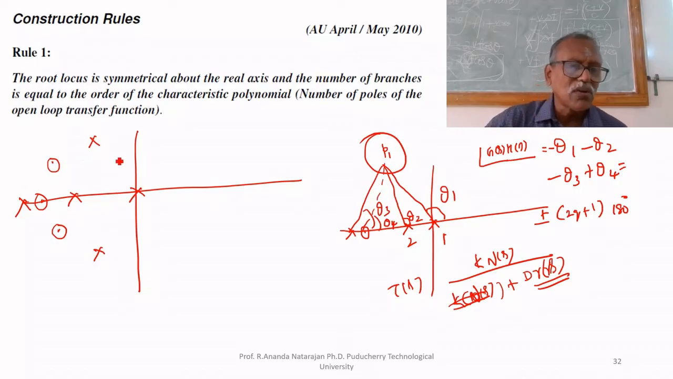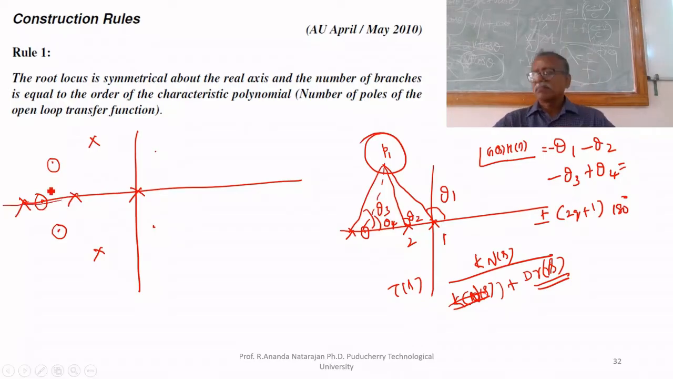So if you draw the open loop poles, it will be like this. These are all on the root locus, because when k equal to 0, it starts here, it starts here, it starts here, it starts here. If you see above the real axis and below the real axis, the bottom part is a mirror image of the top part. Therefore, we can say that this root locus is symmetrical about the real axis.